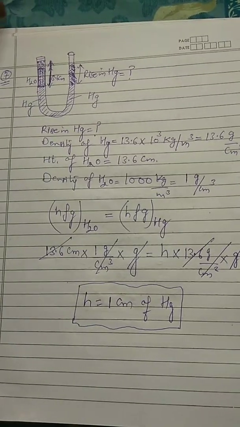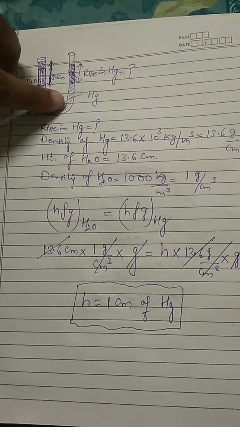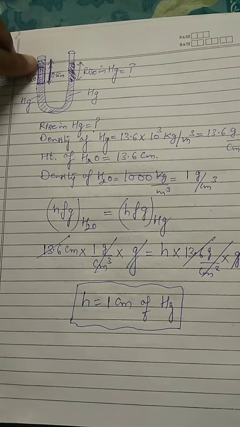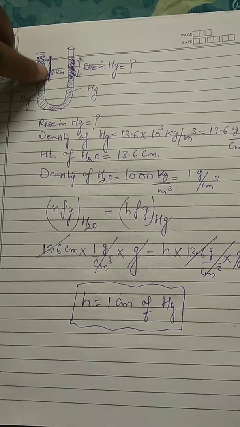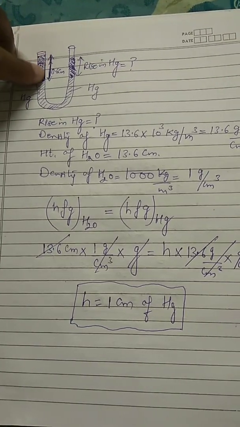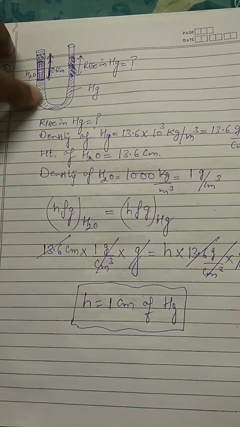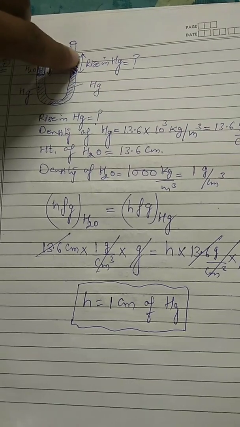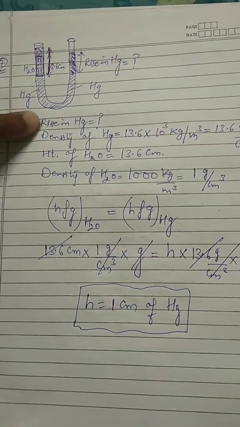So in the 7th numerical, mercury is filled in both limbs of the U tube, and from one side you put 13.6 centimeter of water. With the pressure of this water, the mercury will rise in the right side limb of the U tube. So the rise in mercury is what we have to find.